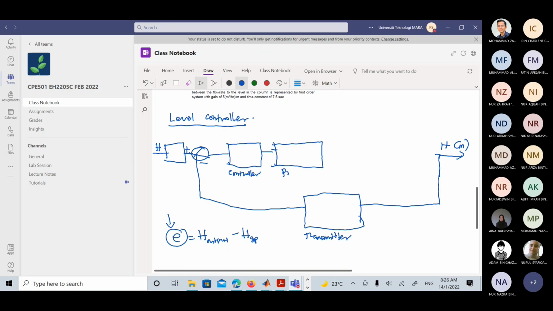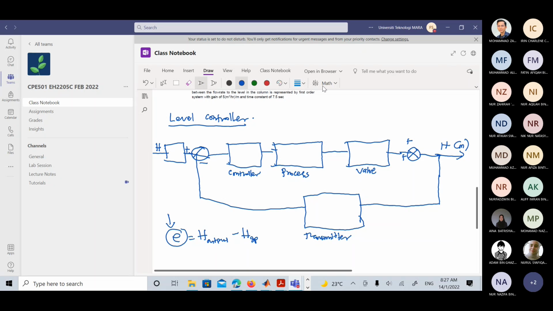So this is the process, and then it will send the information to the, lepas dah buat decision, kita dah analyze the process punya transfer function, kita transfer to the, apa function block diagram ini? This is for the valve. Alright, so you need to transfer the information to the valve.